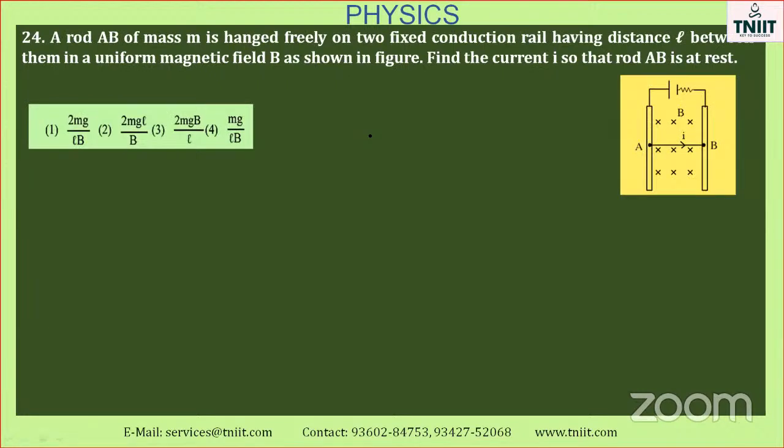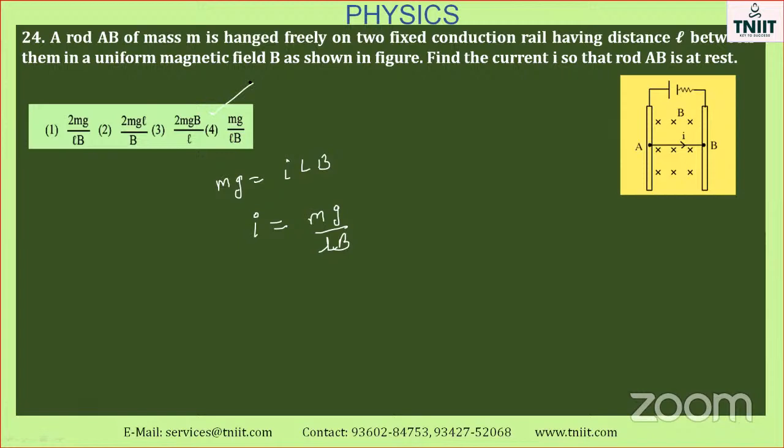There is a rod AB of mass M that is hanging freely on two fixed conducting rails having a distance L between them in a uniform magnetic field B as shown in the figure. Find the current I so that the rod AB is at rest. Whenever the rod is at rest, the force acting on the rod, mg, should be balanced with the magnetic force, that is ILB. So what is I then? It is mg divided by LB. Option 4 is the right answer.